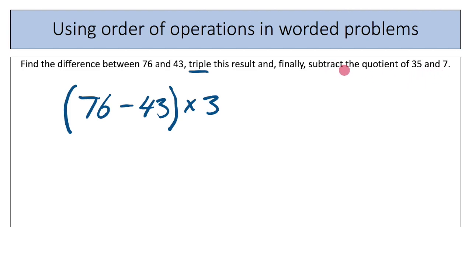So I'm going to subtract the quotient of 35 and 7. Now the word quotient is another fancy word. All it means is the result of a division. So what is 35 divided by 7? That's all it means. The quotient of 35 and 7 is just 35 divided by 7. So I'm going to subtract 35 divided by 7.